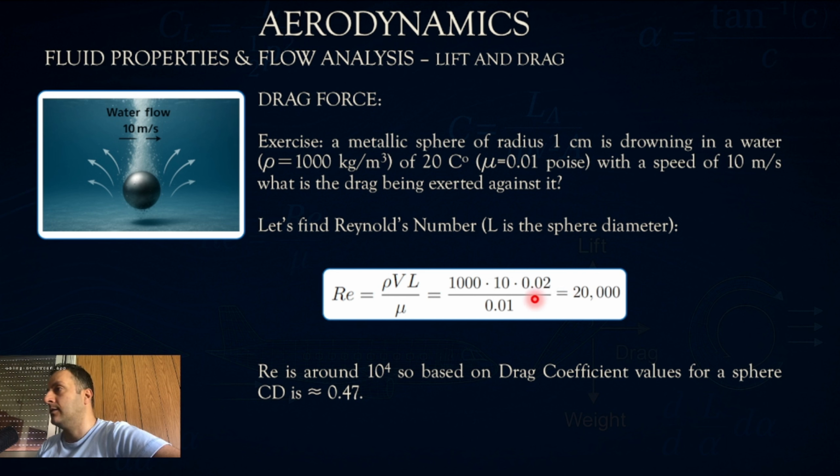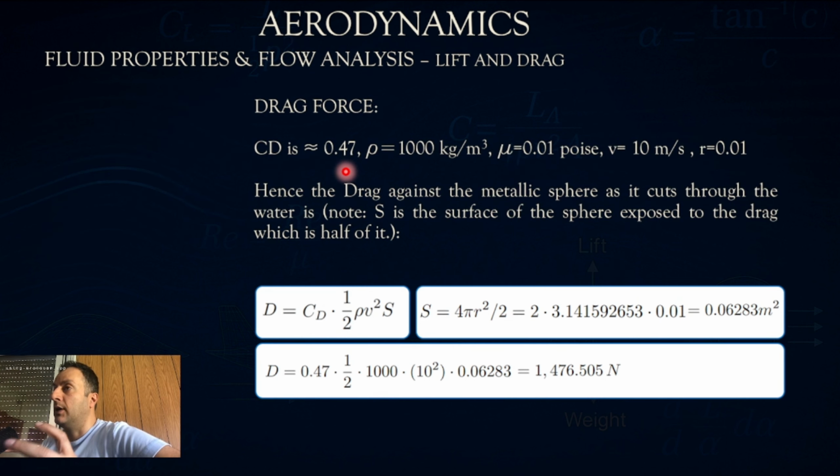20,000, exactly. We have 20,000, that's the Reynolds number. Re is around 10 to the power of 4. So based on drag coefficient values for a sphere, when you look up a table that relates drag coefficient versus Reynolds number, CD, or the drag coefficient, is 0.47.